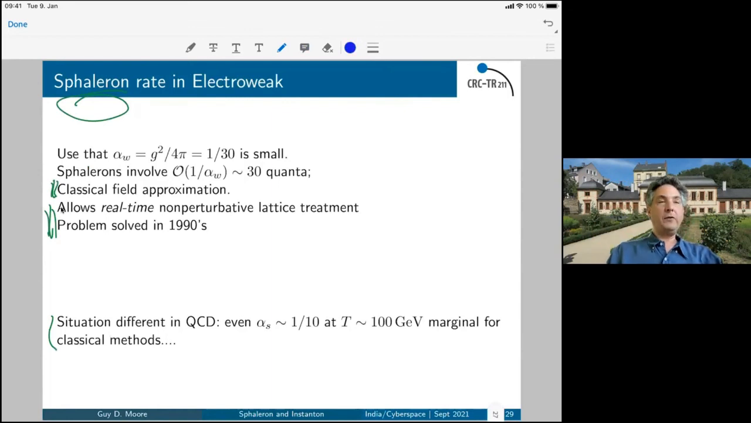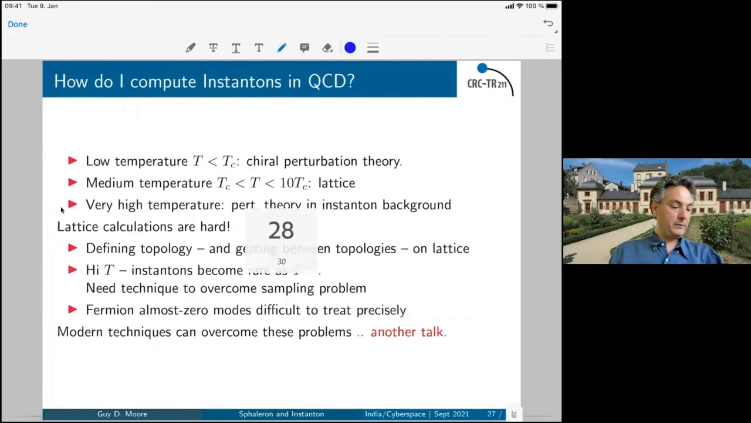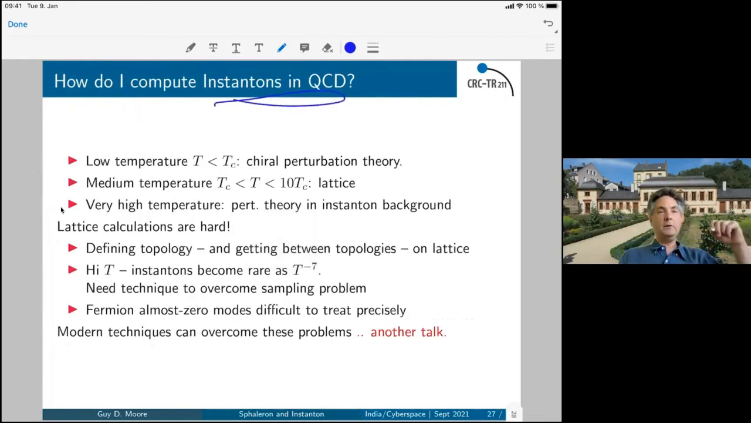But if there's just a minute left at the very end, I'm going to tell you about the new way we have for calculating this. How do I compute instantons in QCD? Well, you go to Maria Paola Lombardo's talk and you listen to it again, because the whole talk was about this issue. Basically what she said, to review, is that at low temperatures, you can do it accurately with chiral perturbation theory.